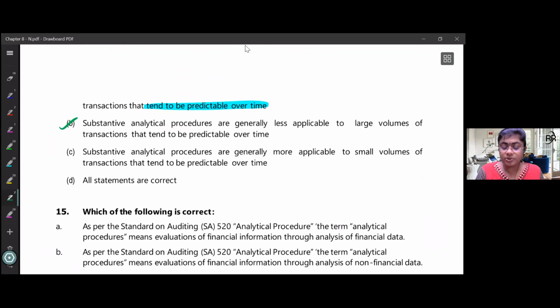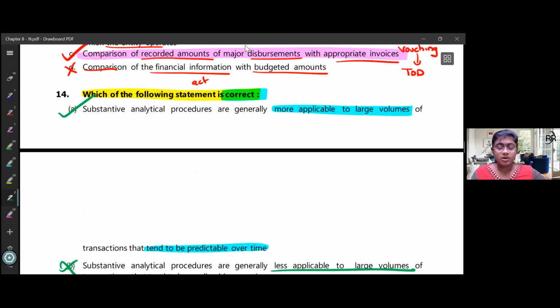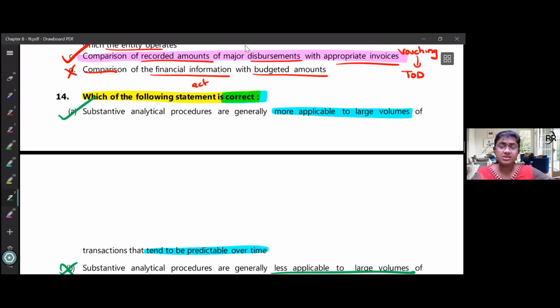Substantive analytical procedure less applicable to large volume of transaction? No, more applicable. More applicable to small volume of transaction? No, more applicable to large. All statements are correct? No. Now study that sentence itself. Substantive analytical procedures are more applicable to large volume of transaction that tend to be predictable over time.